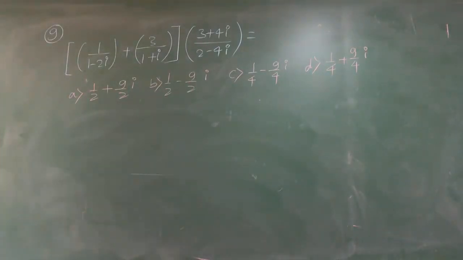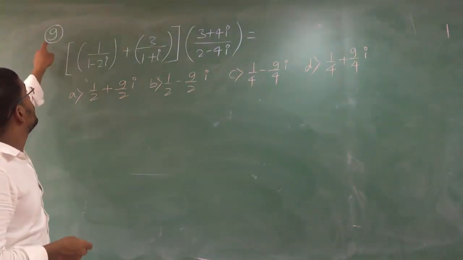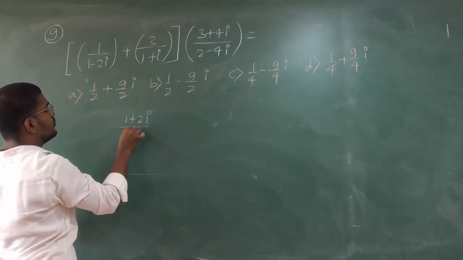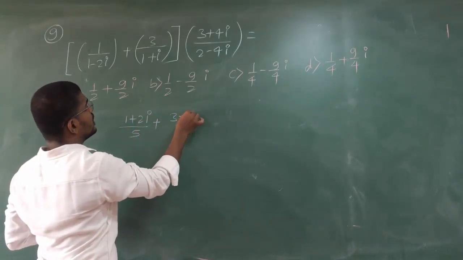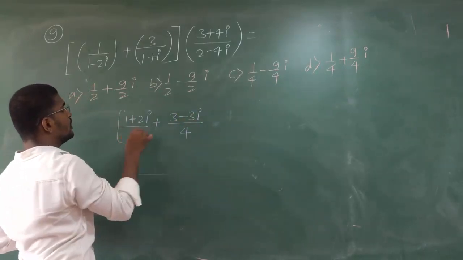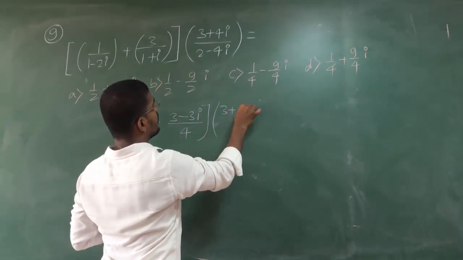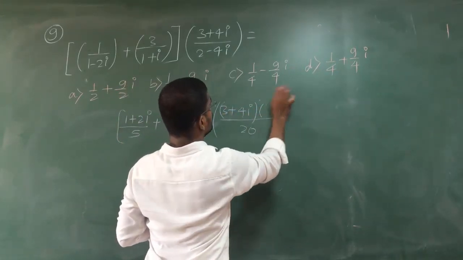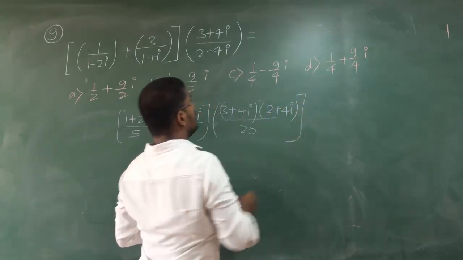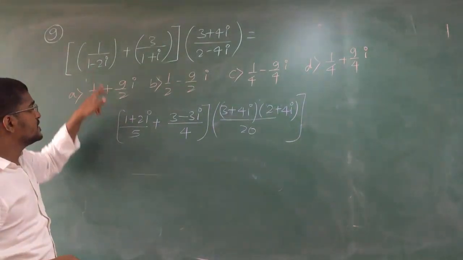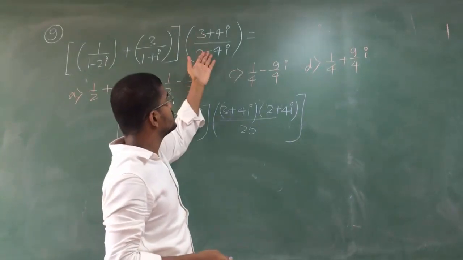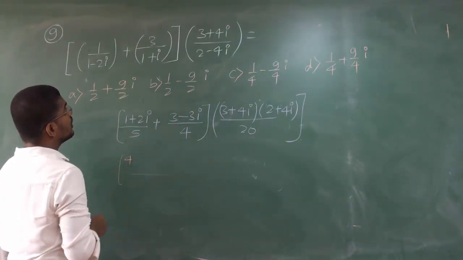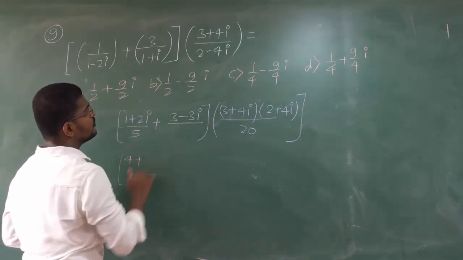Okay students, now let us solve the next problem. This will be (1 plus 2i) divided by 5 plus (3 minus 3i) divided by 4, multiplied with (3 plus 4i) divided by 20, 2 plus 4i. I think you know how I am simplifying. You rationalize this, you are going to get this. You rationalize this, you will get this. Again you rationalize this, you are going to get this. Done. Clear? Okay. So now LCM, 4 plus, sorry, this is not 4, this will be 2.